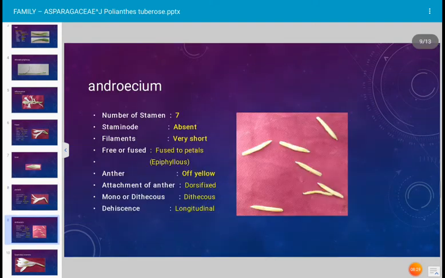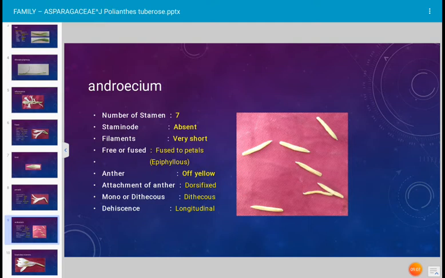Next. This is the androecium of Polianthes tuberosa, family Asparagaceae. Androecium consists of stamens. All the stamens together are known as androecium. There are 7 stamens we observed. We got 7 stamens in the flower as shown in the photograph. And staminodes are absent. What is a staminode? Staminode is a sterile stamen. Sterile stamens are absent in Polianthes tuberosa, family Asparagaceae.